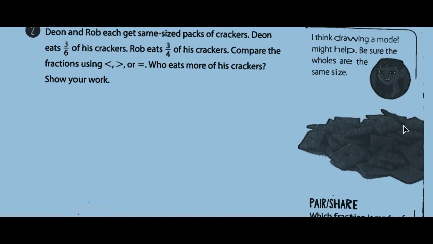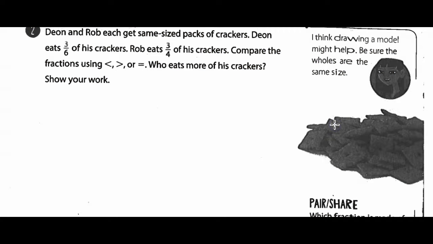Dion and Rob each get the same size packs of crackers. Dion gets 3/6. Rob eats 3/4 of the cracker. Compare the fractions. So 3/6 and 3/4. Okay, who eats more of his crackers? Well, again, if my numerators are the same, I go with a smaller denominator. That's greater. So in this case, 3/6 is less than 3/4.